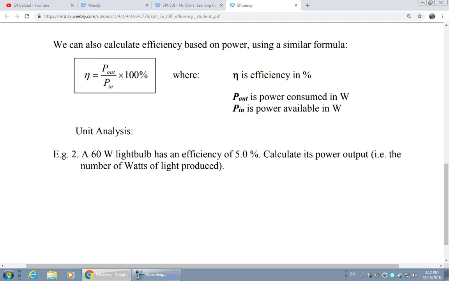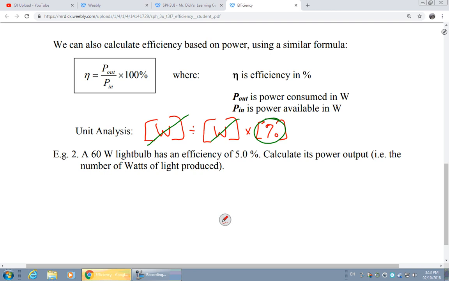Once again, we can also just show a little unit analysis that as long as power, for example, was in watts, then we divide by power, which we'll say is also in watts, and then multiply by something that has a percentage. Well, once again, the watt units will cancel out. And in fact, even if we use kilowatts or some other power unit that wasn't watts, as long as we use the same power unit on the top and bottom of that fraction, the units will cancel out and leave us with just the percentage value. So our final unit should just be in a percentage form, even though we're doing this with power in this case.